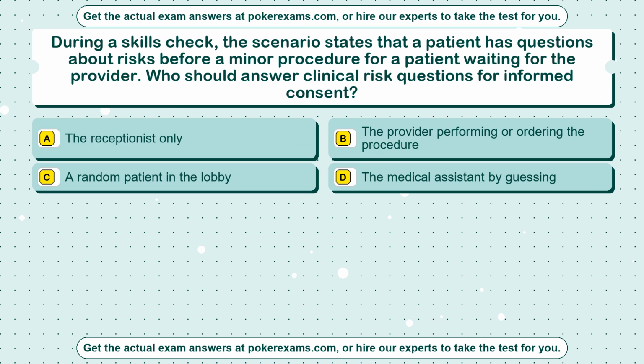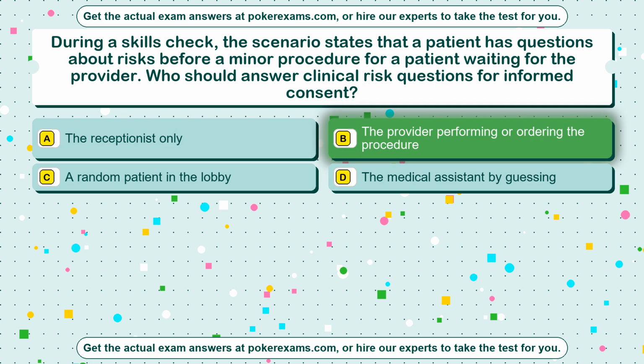Question 15. During a skills check, the scenario states that a patient has questions about risks before a minor procedure for a patient waiting for the provider. Who should answer clinical risk questions for informed consent? Option A. The receptionist only. Option B. The provider performing or ordering the procedure. Option C. A random patient in the lobby. Option D. The medical assistant by guessing.